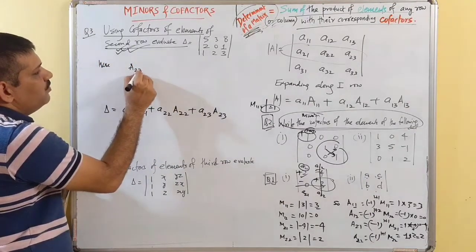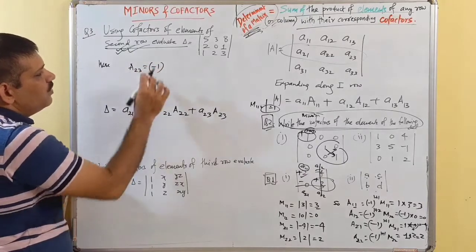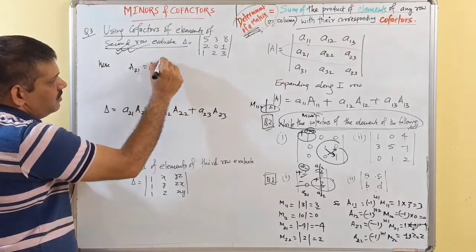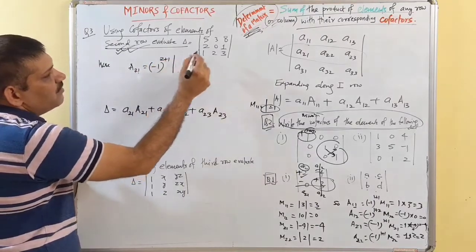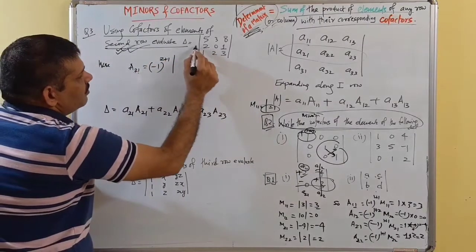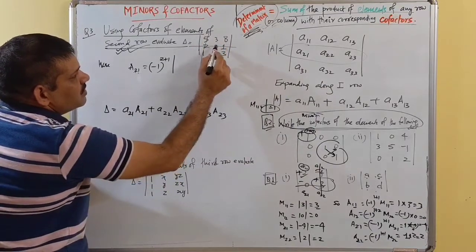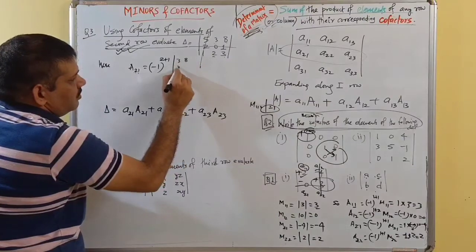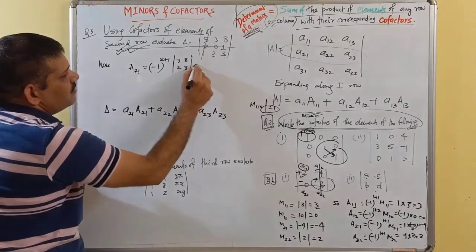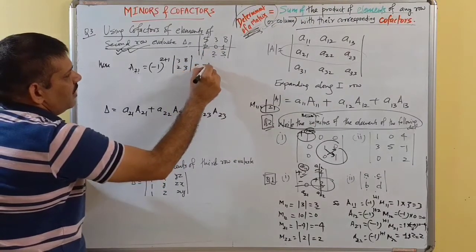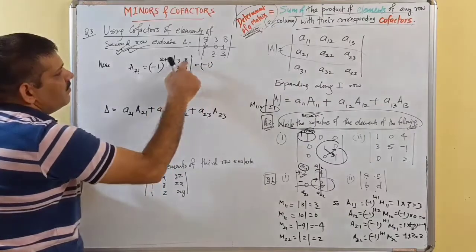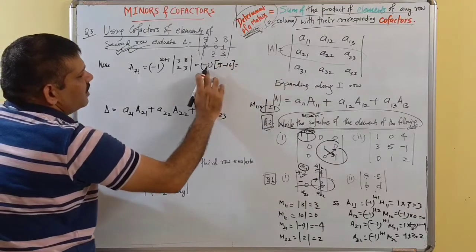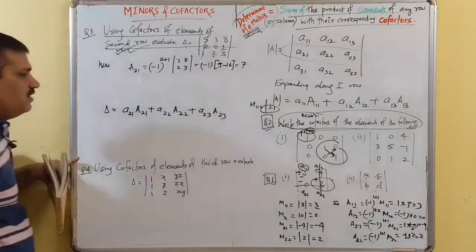A21 we start with, minus 1 raised to 2 plus 1 times determinant. When I talk about A21, eliminate this row and this column, and it is 3 8 2 3. So this will give us simply minus 1 multiplied by 9 minus 16. That will give us minus 1 into minus 7, that is plus 7.